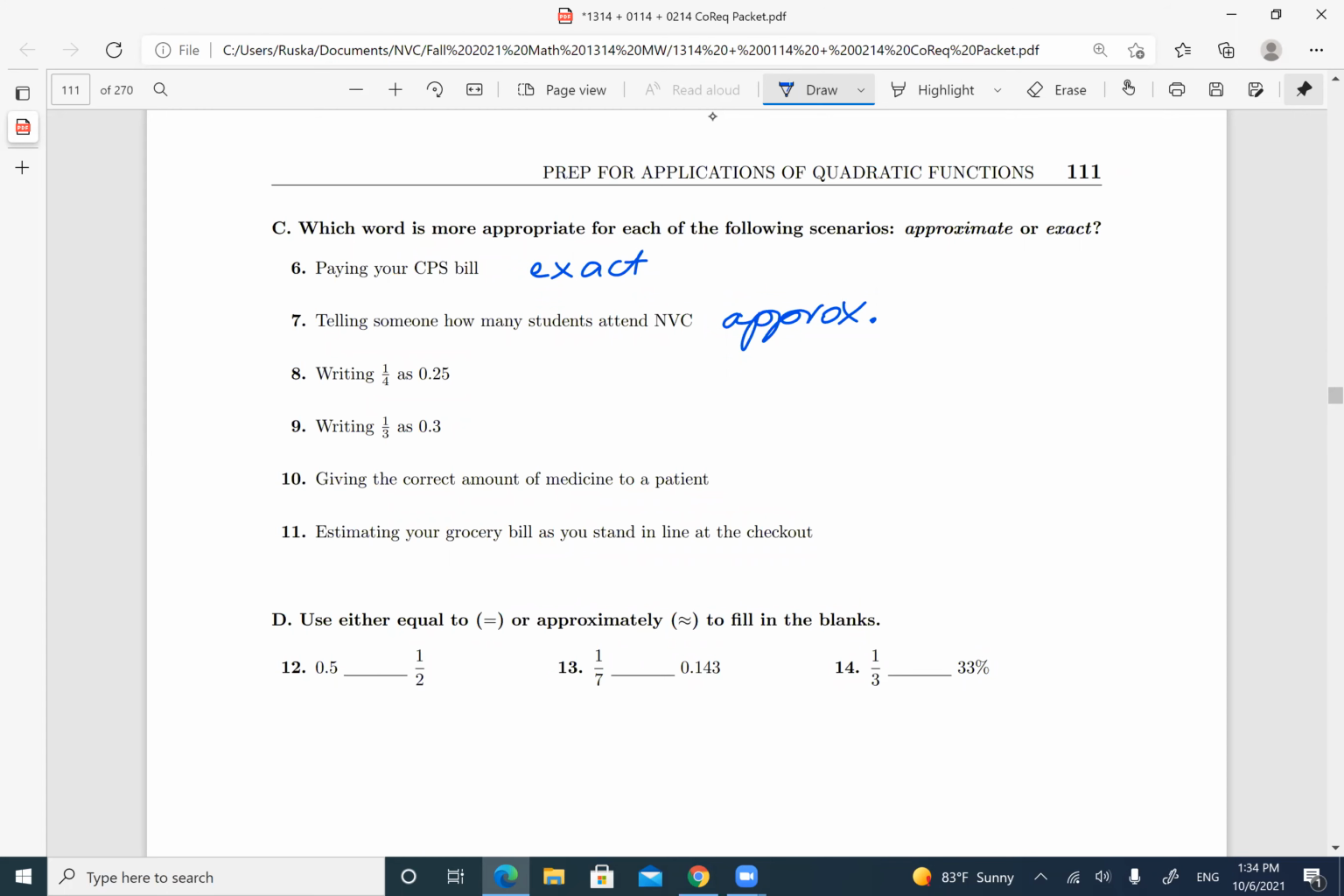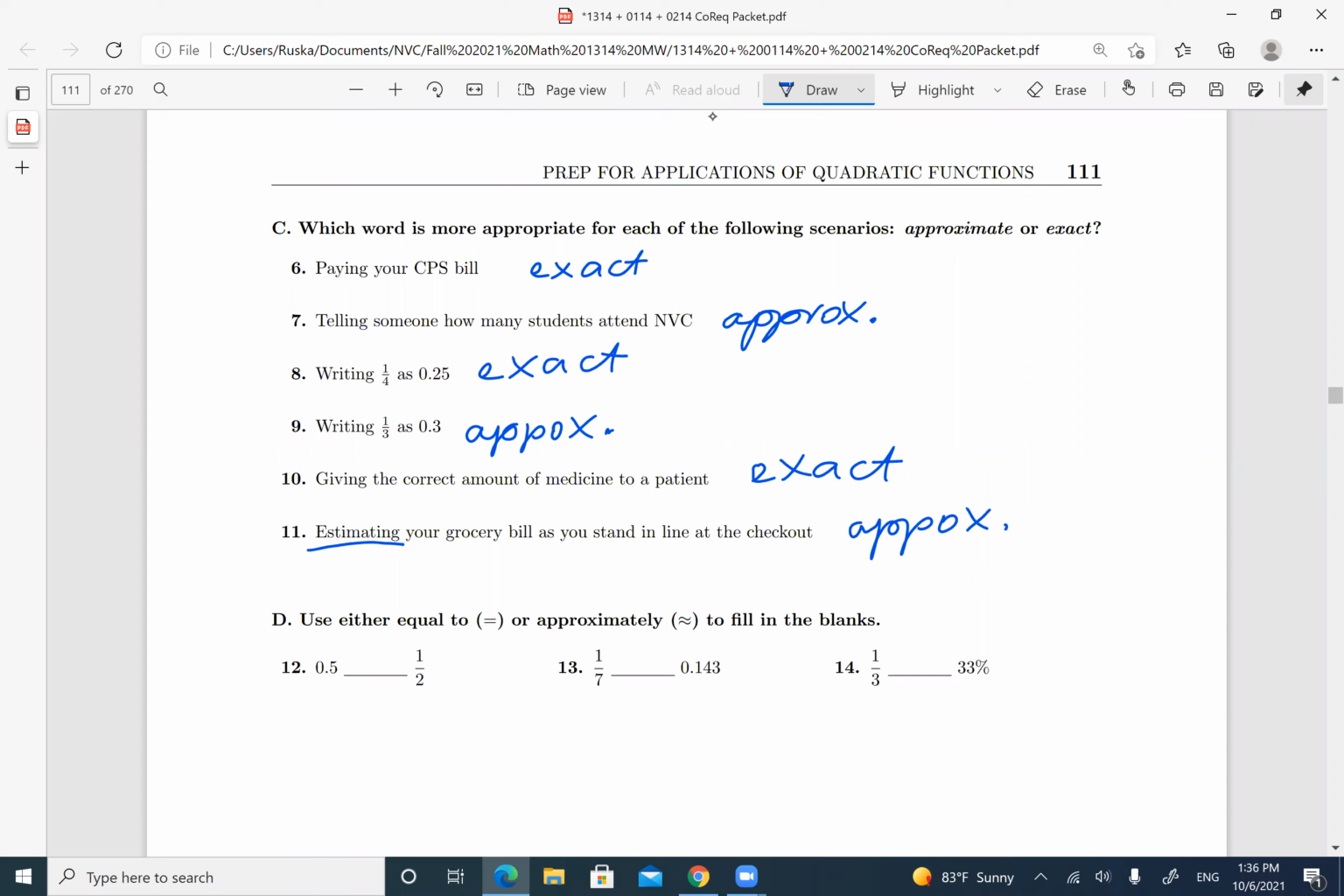Okay, writing 1/4 as 0.25. Is that exact or approximate? Exact, yes. Because when you divide 1 by 4, 1/4 is exactly 0.25. Now, how about 1/3? Write it like 0.3. Approximate, because when you divide it, it's going to be 0.3333. That's right, because you round the number. When you divide 1 by 3, it's going to be 0.333 repeating. Good job. Giving the correct amount of medicine to a patient. Exact. Absolutely, you have to be very exact, absolutely perfectly correct, right? It's very important. Estimating your grocery bill as you stand in line at the checkout. Approximate, because of the word estimating. Good job.